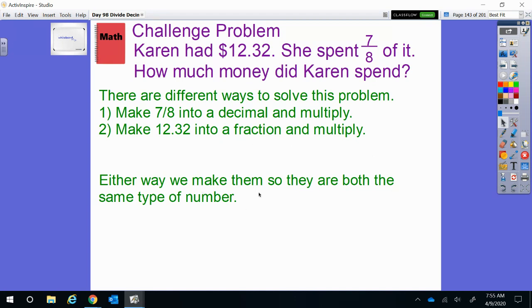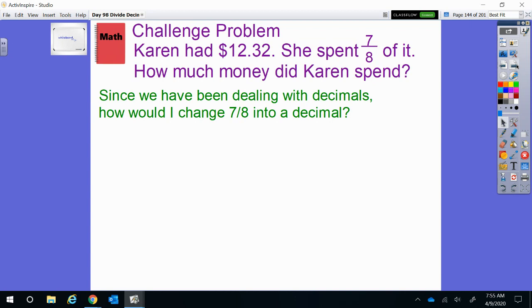Either way, we make them so they are both the same type of number. You have to either be working all with fractions or all with decimals. You can't work with a decimal and a fraction. It's not going to work. It's like working with apples and oranges. It just doesn't work that way. Since we have been dealing with decimals, how would I change 7/8 into a decimal?